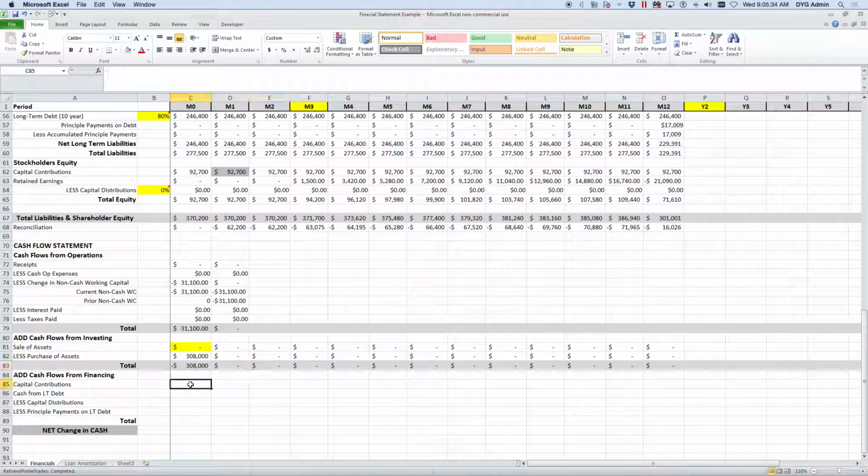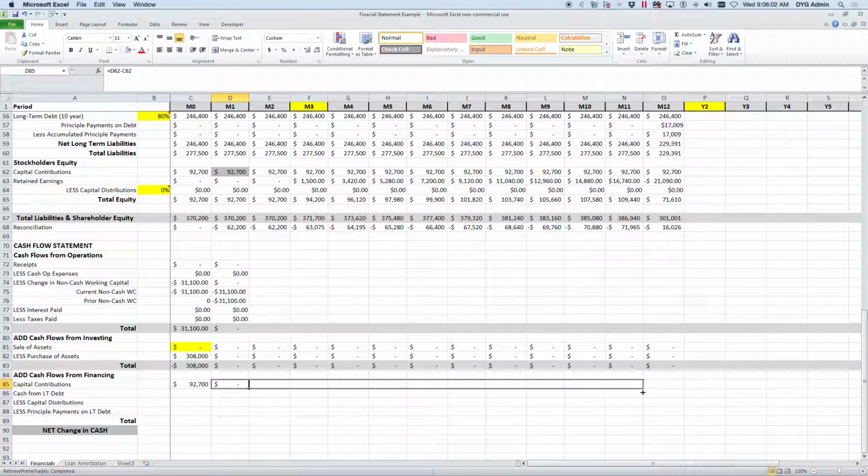And then last, we're going to do the cash flows from financing. Capital contributions equals whatever that is in this case, and it is equal to the change in that, so this minus this. In the future, if we ever did decide to put more capital contributions in, we would just add them to the numbers up here, and that would be reflected down here. So right now we don't have a plan to put any more capital in.